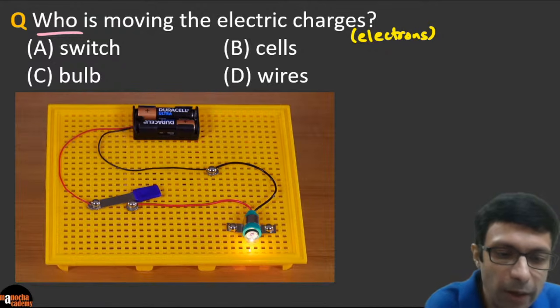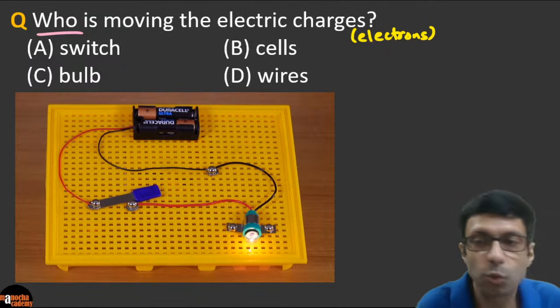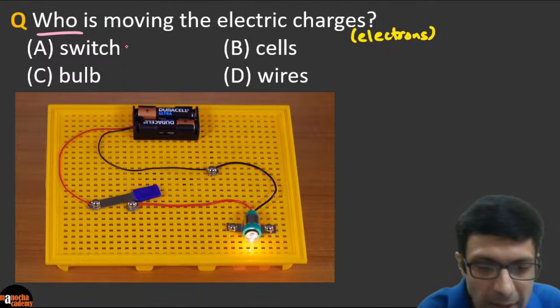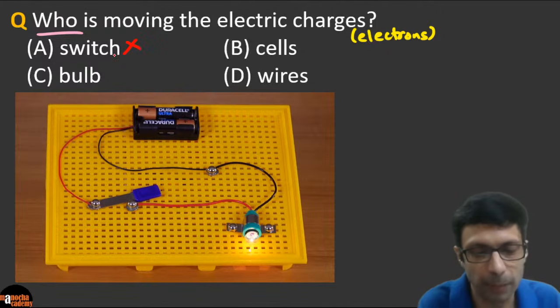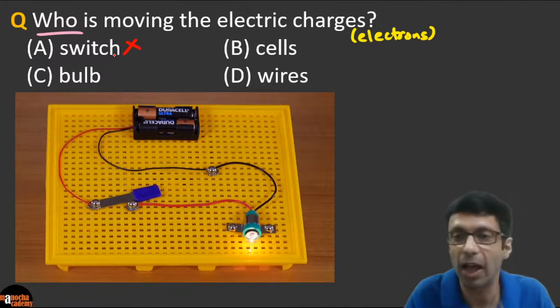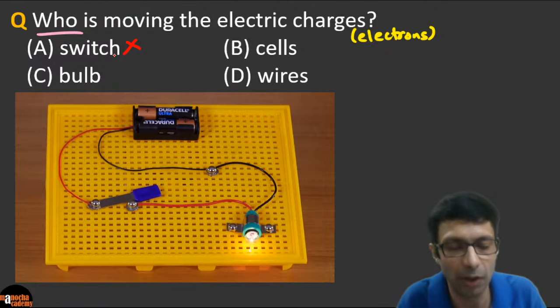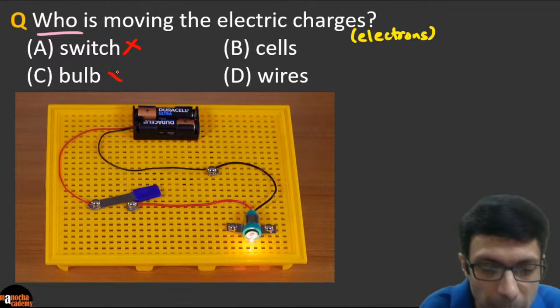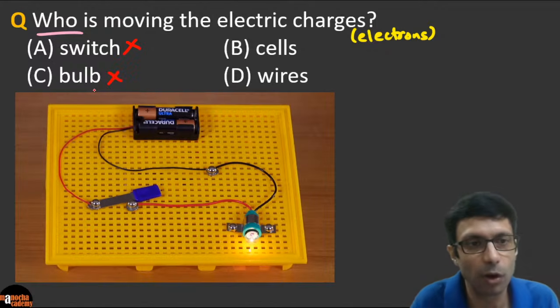Okay, so you know it can't be the switch, right? Because the switch can go on and off. So this answer is definitely not the right answer, okay? And it can't be the bulb also, right? Because you could have a fan, you could have a different electrical appliance. So you just don't need a bulb, right? So that is definitely wrong.